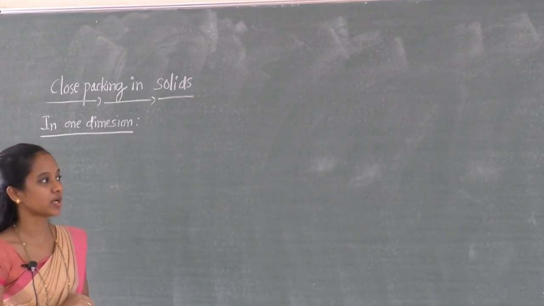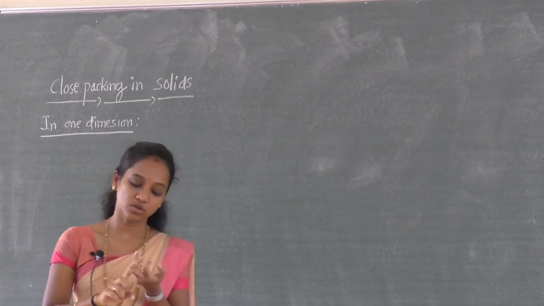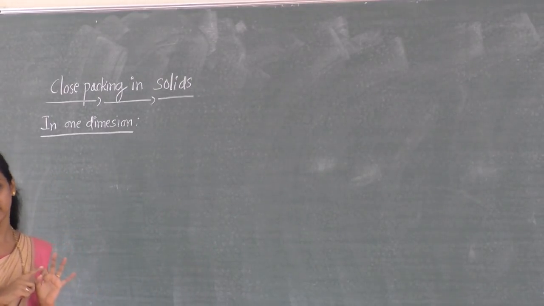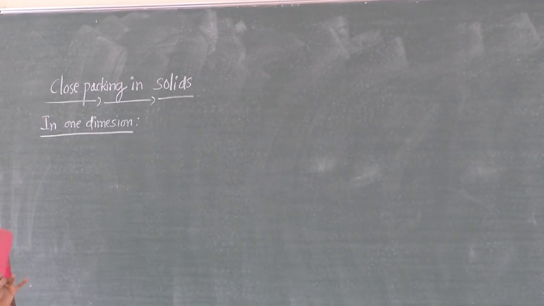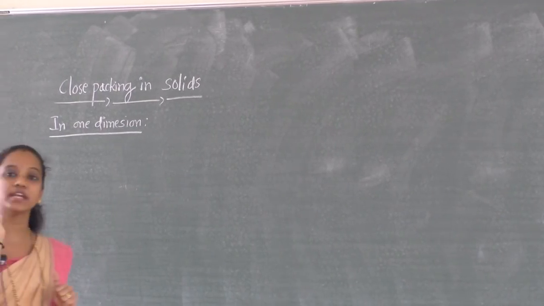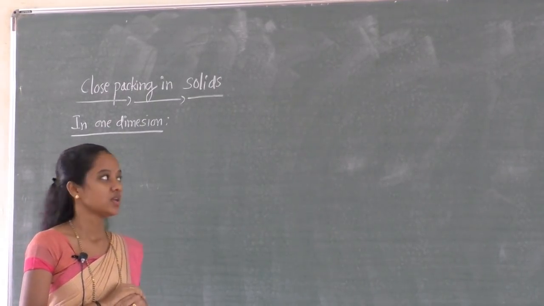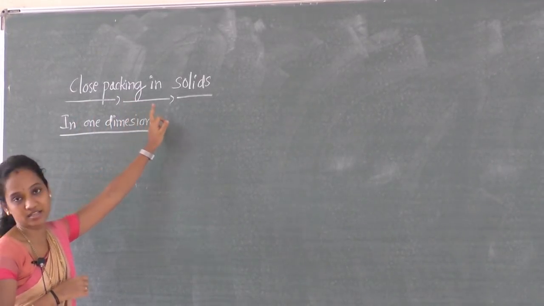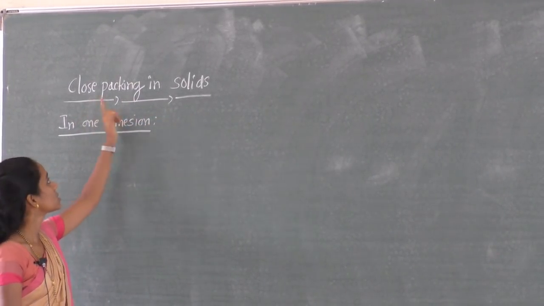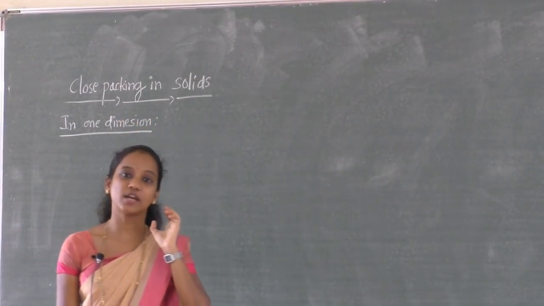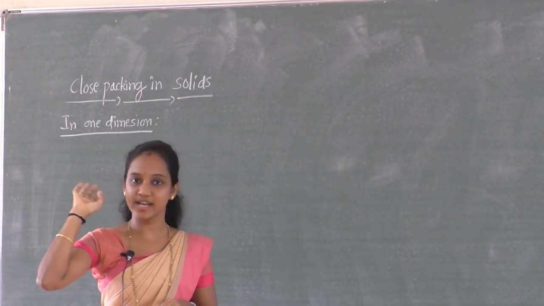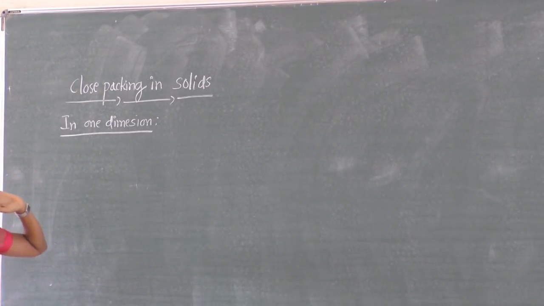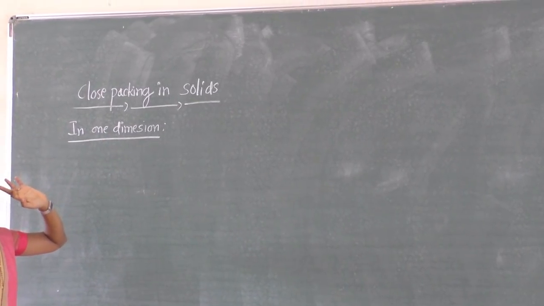Clear? Okay. So as we all know, there are seven basic primitive unit cells. They are cubic, tetragonal, orthorhombic, hexagonal, rhombohedral, monoclinic and triclinic. Clear? Okay. Today we'll discuss close packing in solids. Close packing in the sense, in crystalline solids, the constituent particles are orderly arranged. So now we'll study the ordered arrangement of the constituent particles in different dimensions.